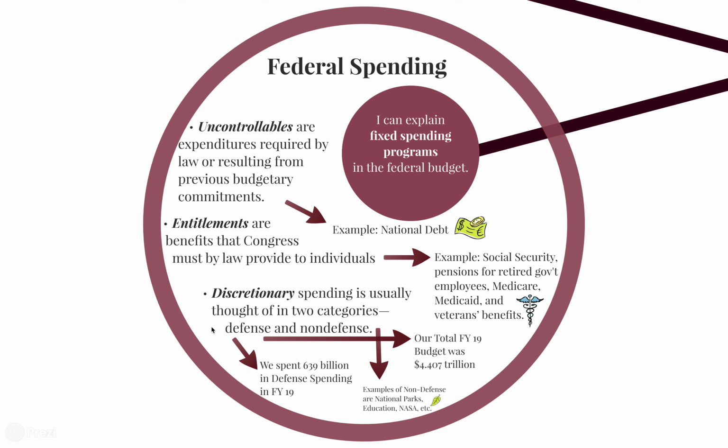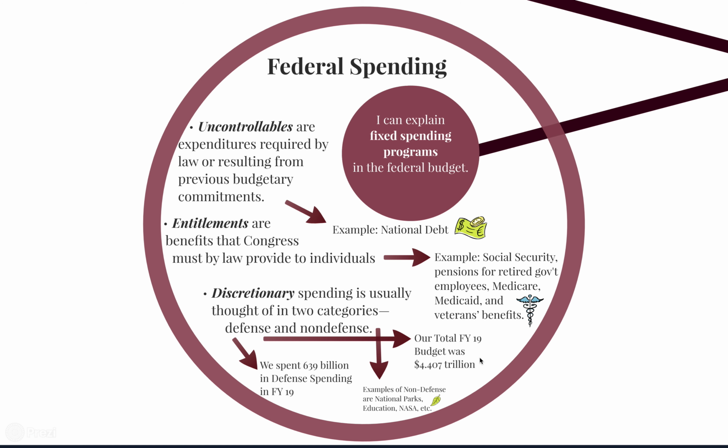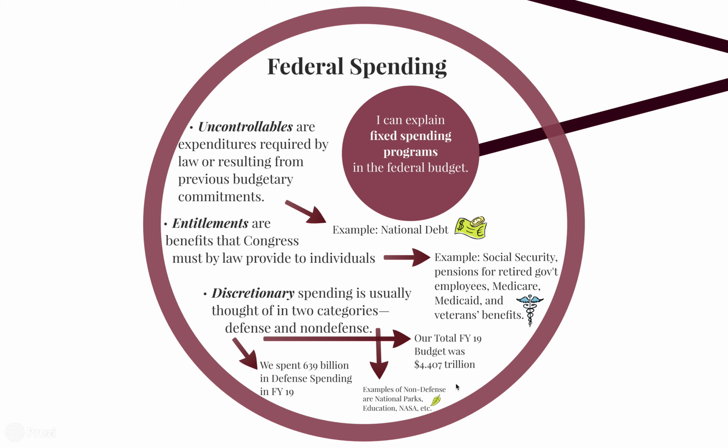And fun fact, did you know that for our fiscal year, our budget was approved for $4.47 trillion, and out of that, we spent $639 billion in defense. That's a lot of money. Examples of non-defense spending, which you will see in the activities this week, are like national parks, education, NASA, highways, things like that. Things that don't relate to our military or defense.